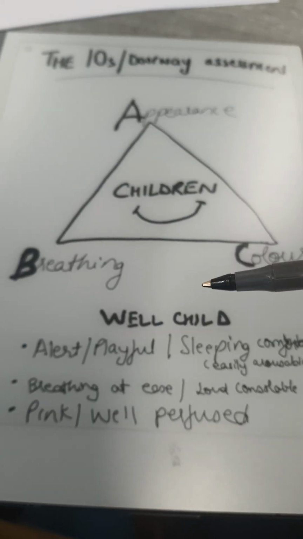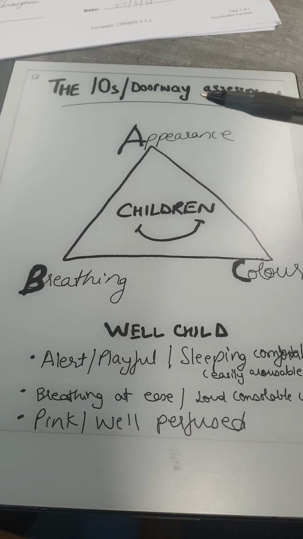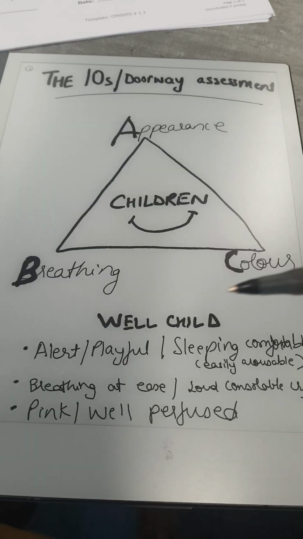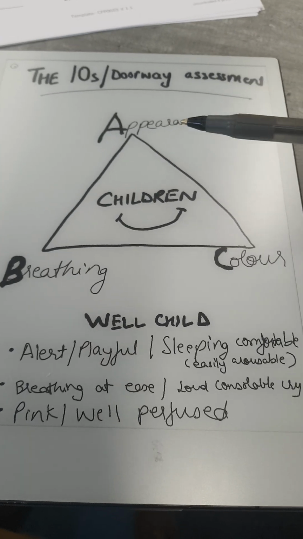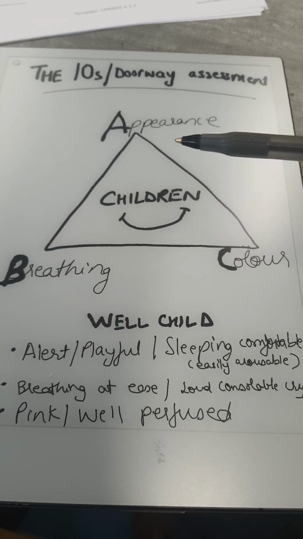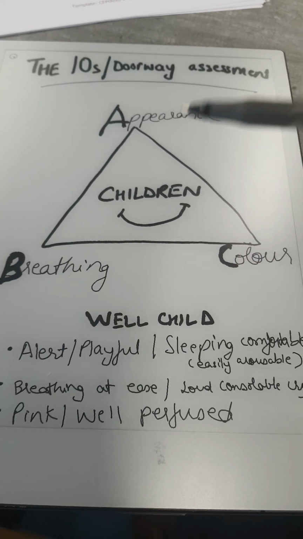So immediately when you look at the child, think of how they look. Is their breathing noticeable? Is their color normal? Remember your ABC. Identify if a child is well or not well just by looking at them in 10 seconds.